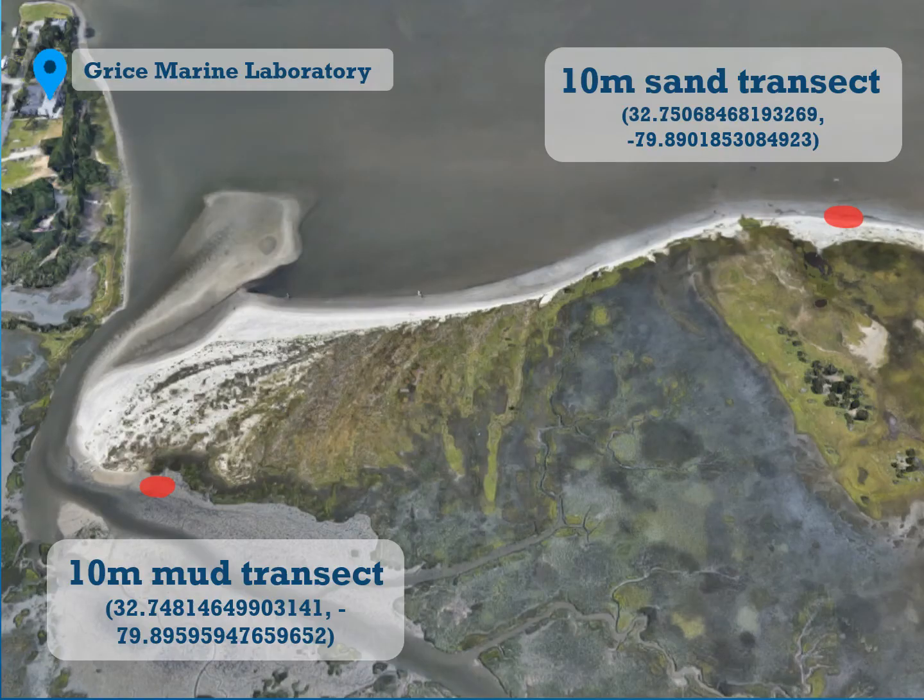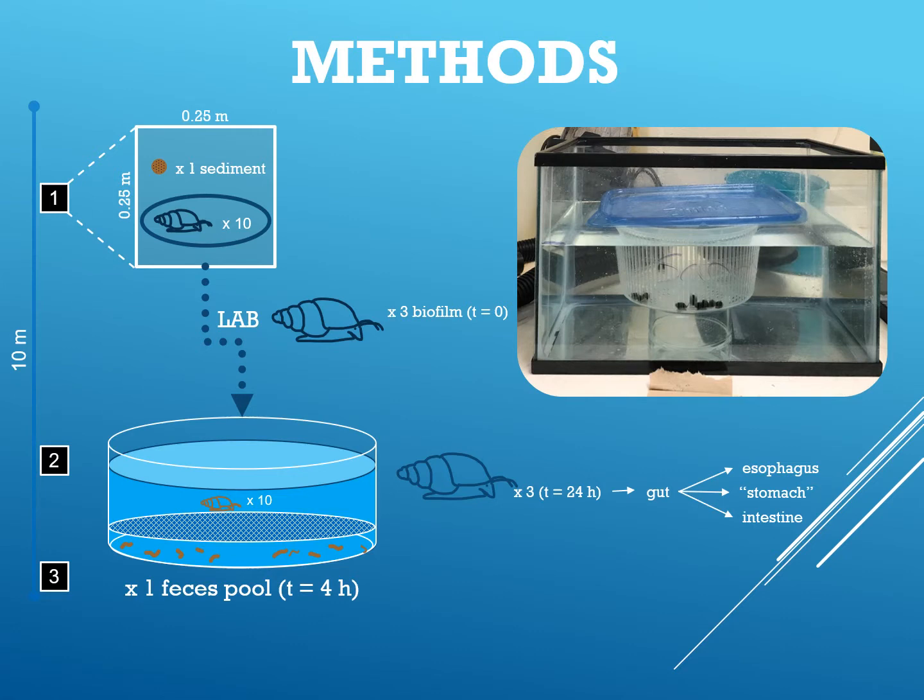A 10-meter transect was laid at two sampling locations, a mudflat and a sandflat, near Grice Marine Lab. At each location, 30 snails were collected haphazardly from three quadrats along the transect, and sediment cores were also collected. Snails were swabbed to obtain a biofilm sample, were cleaned thoroughly, and placed in three tanks containing sieves.